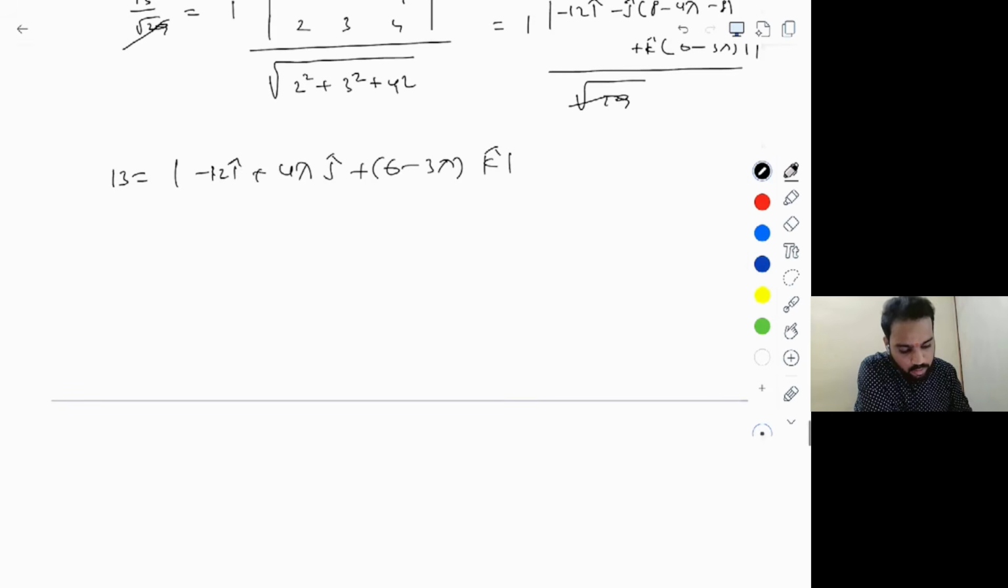And then we know how to solve this one. Just expand this one, square on both sides. You get 169 is equal to 144 plus 16 lambda square plus (6 minus 3 lambda) whole square.